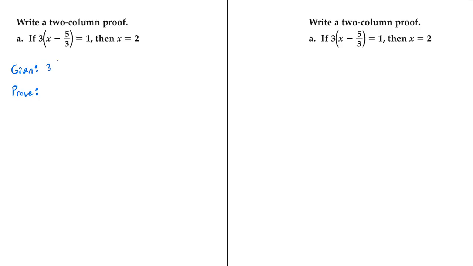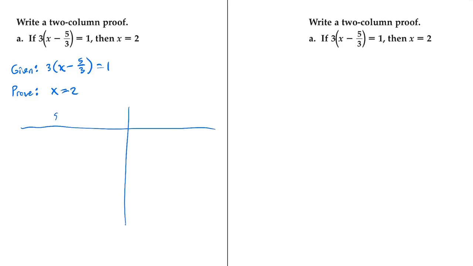Okay, so given the if part, so we have this, and we want to prove that x equals 2. We're going to start with a 2-column proof. So we have statements, and we have reasons. And I'm going to number them all, because otherwise it's like which one goes with which, that one with that one, and they start not aligning. So I'm always going to use numbers.